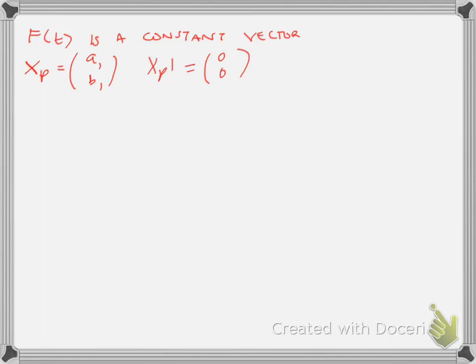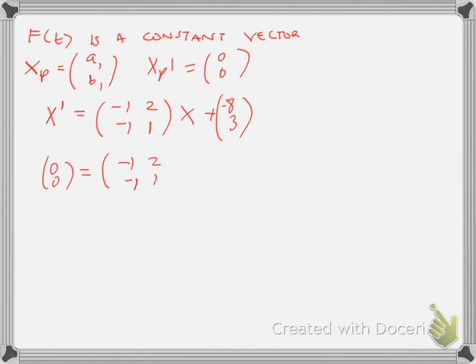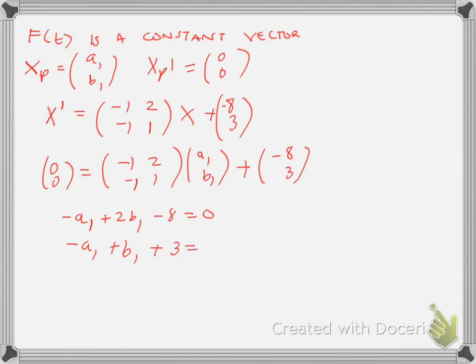0, 0. Okay, if we plug this back into the original expression, which was x prime equals [negative 1, 2; negative 1, 1] x plus [negative 8; 3], then we have [0; 0] equals [negative 1, 2; negative 1, 1] [a sub 1; b sub 1] plus [negative 8; 3]. Okay. And if we solve for this, similar again to what we did in class, you'll get negative a sub 1 plus 2 b sub 1 minus 8 equals 0, and then negative a sub 1 plus b sub 1 plus 3 equals 0.